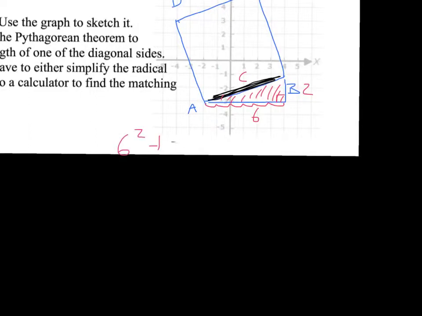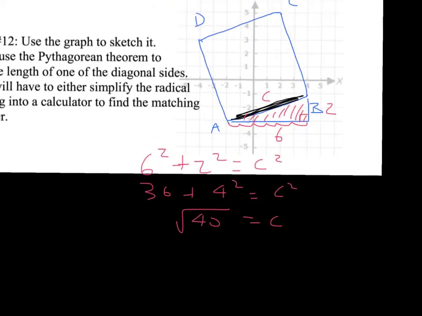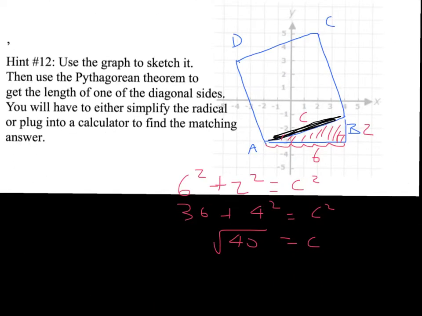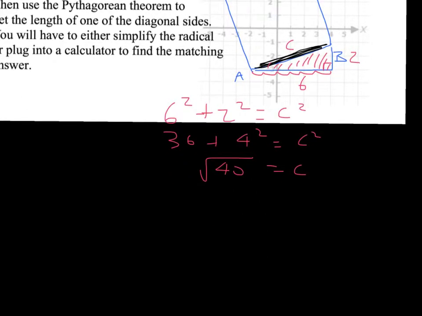6 squared plus 2 squared equals c squared. So 36 plus 4 equals c squared. So if you remember how the Pythagorean theorem works, c is equal to radical 40. Let's look at the choices that are there. None of them say radical 40. So there's 2 options. You could either try to break down that radical, or you just use the calculator.